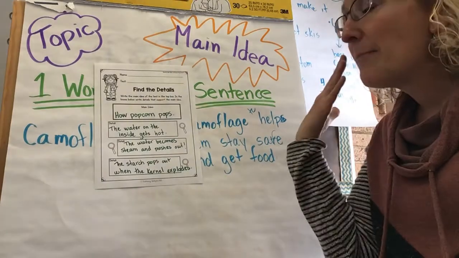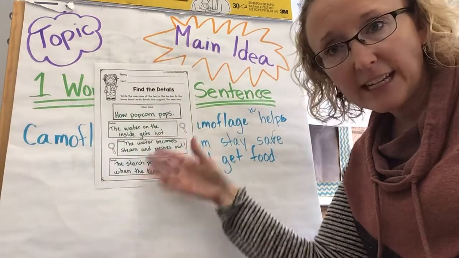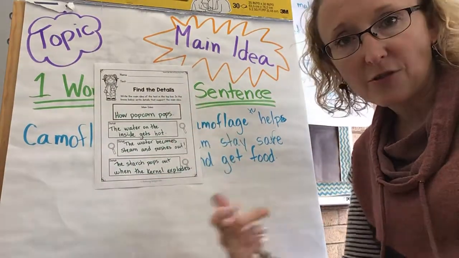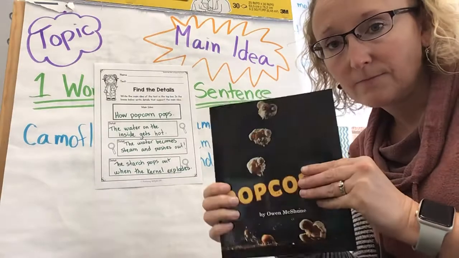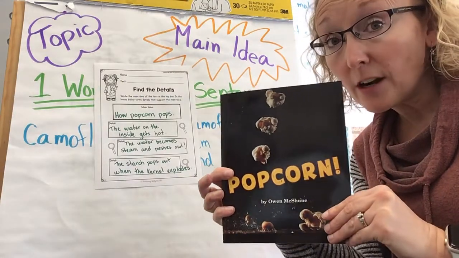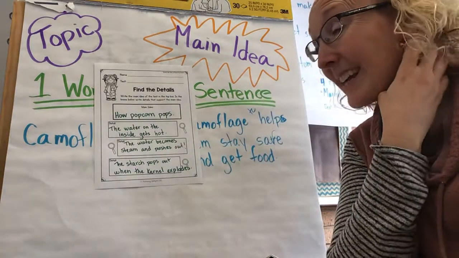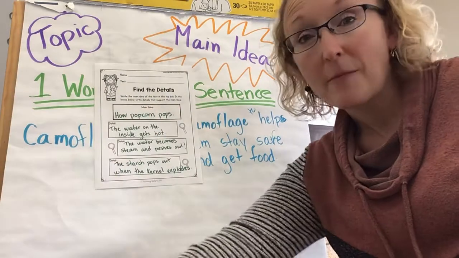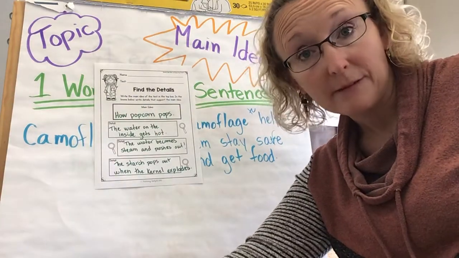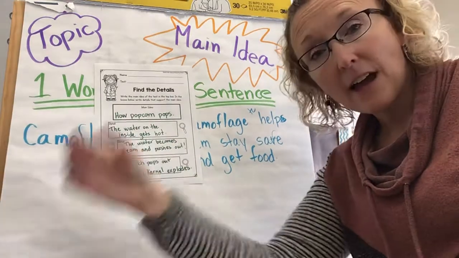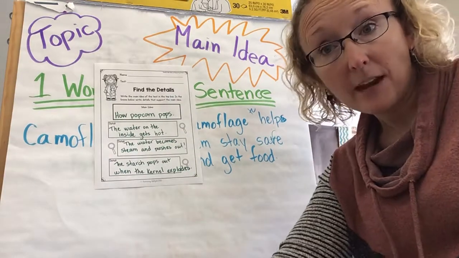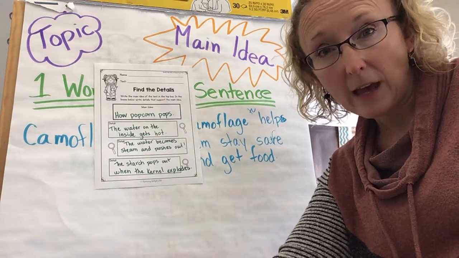So it becomes easier to do the details once you know what the book is trying to teach you, right? Yes, the topic is popcorn, but after I read the book, I could tell that the book was trying to teach me about how popcorn can pop. And then I found how it can pop, and I wrote those details down, okay?